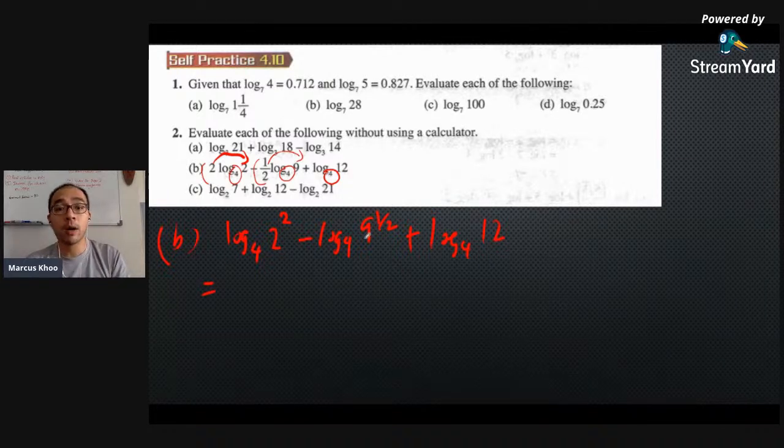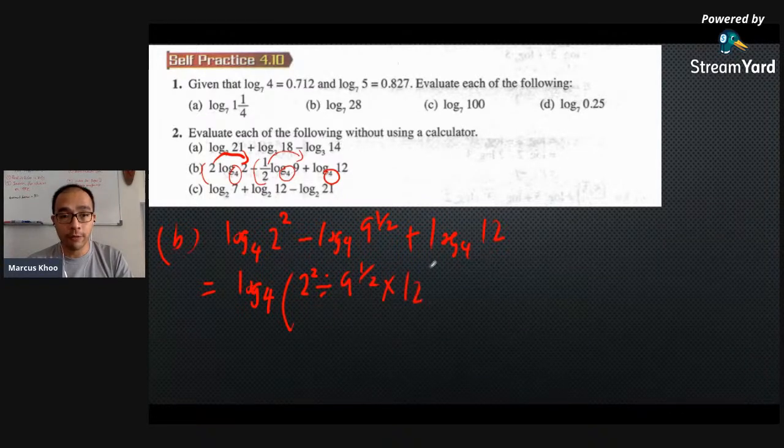Okay, I bring all the power up first. And then after that, I do the multiply and divide. So this will be log 4, 2 to the power of 2 divided by 9 to the power of half times 12. I put all the logs together and then I change the minus and plus to become divide and times.